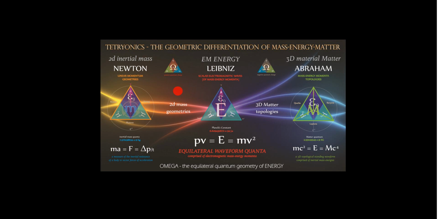In Tetryonics, we call energy per second a mass, and we refer to them as 2D planar or Euclidean geometries. Whereas matter that has form, a topological shape, is a 3D matter topology. And when you understand the difference between mass and matter, as you'll see here, Einstein's equation of E equals mc squared has to be changed to include matter, which is capital M by c to the fourth.